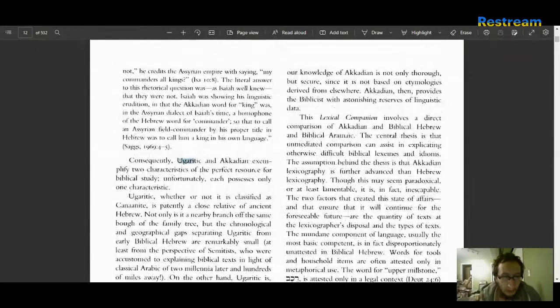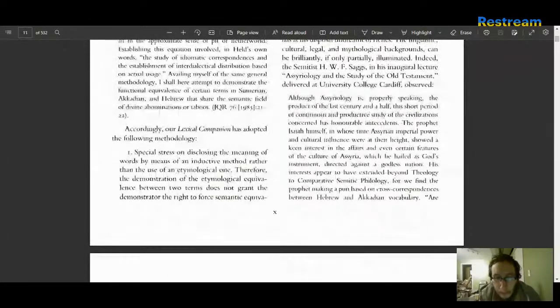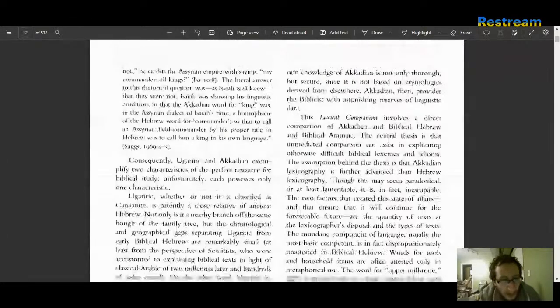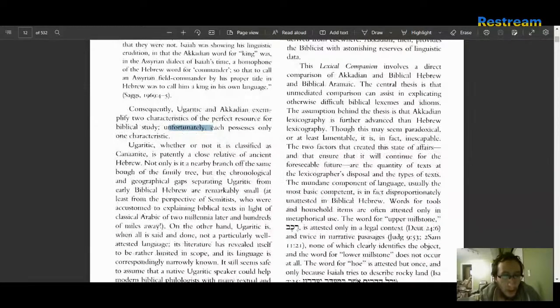Ugaritic was also a language that we've talked about that was discovered. So Ugaritic and Akkadian exemplify two characteristics of the perfect resource for biblical study. Unfortunately, each possesses only one characteristic. Ugaritic, whether or not it is classified as Canaanite, is patently a close relative of ancient Hebrew. Not only is it a nearby branch off the same bough of the family tree, but the chronological and geographical gaps separating Ugaritic from early biblical Hebrew are remarkably small.